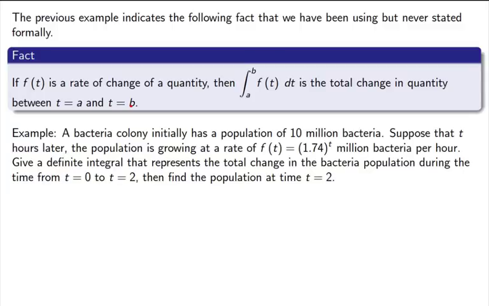We've got a bacteria colony that initially starts with 10 million bacteria, and we're given a rate of change of 1.74 to the t million bacteria per hour. What we want to know is what the total change in the bacteria population is from 0 to 2, and then we'll turn around and find what the population is actually at t equals 2. Here's the integral that represents the total change. We're going to take the integral from 0 to 2 of the given function, 1.74 to the t, dt. And again, this represents the total change in the bacteria population.